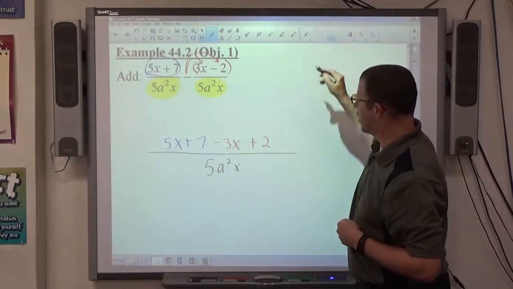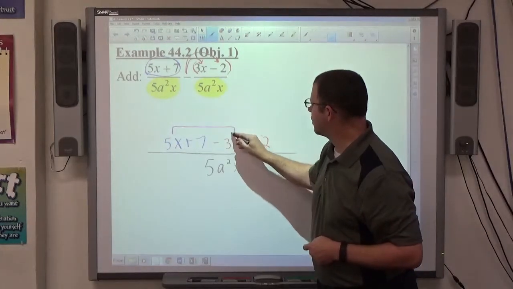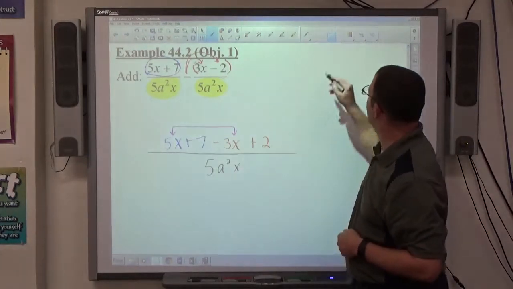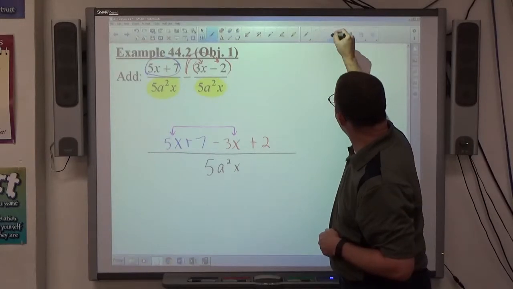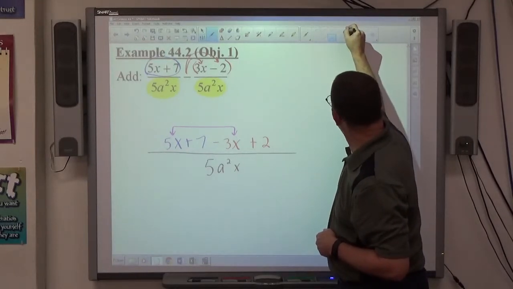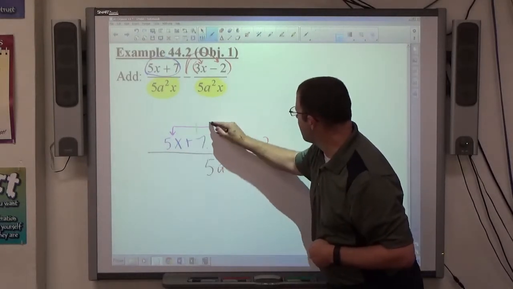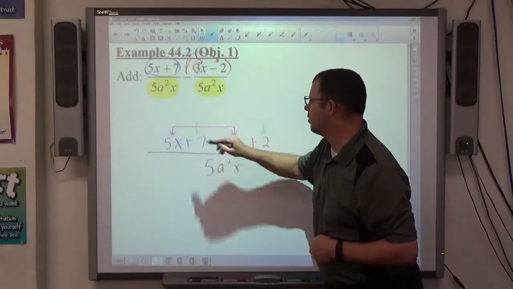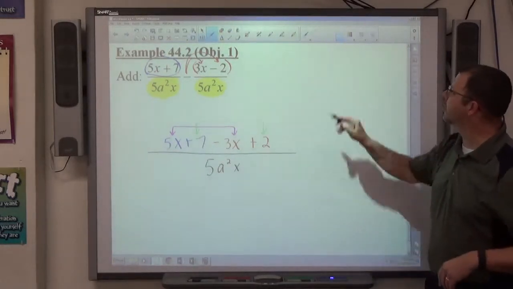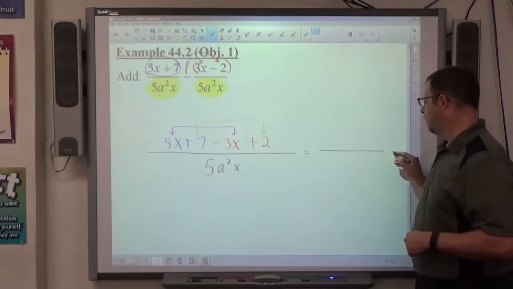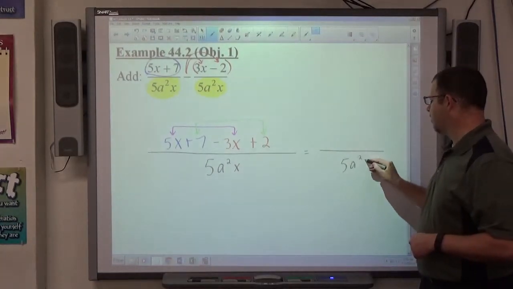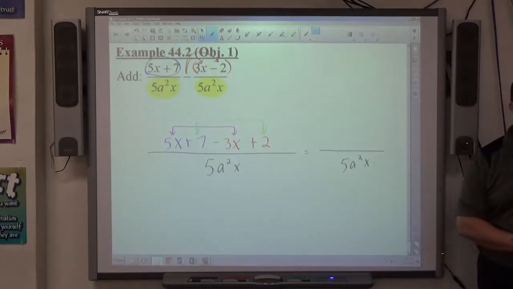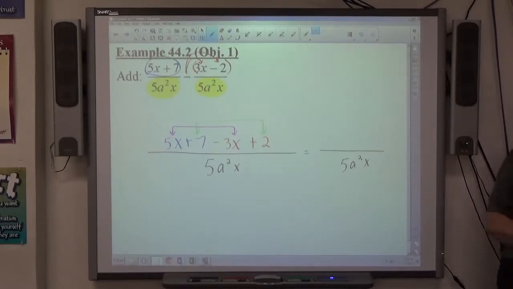And then I start focusing on like terms. 5x and 3x are like terms. Those can be combined to create something new. And let's go with this color. This 7 and this 2 also are like terms, so we can add those together to make something new. So the overall result, 5a squared x on the bottom, nothing ever happens to the bottom. Once the common denominator exists, that's what it is the rest of the problem.